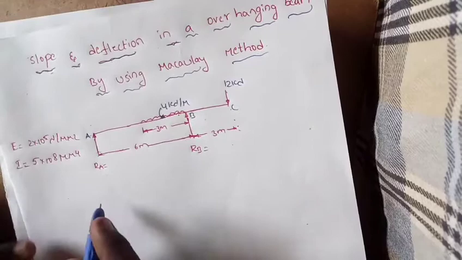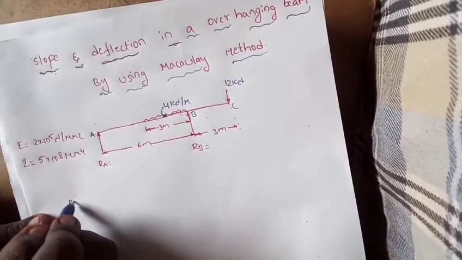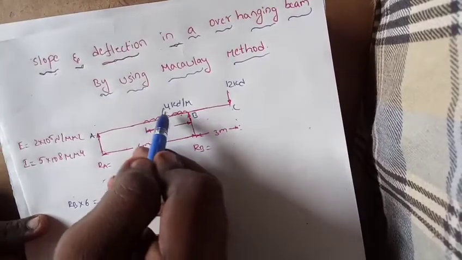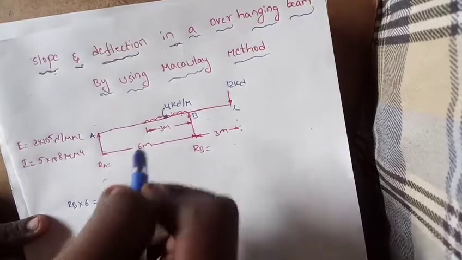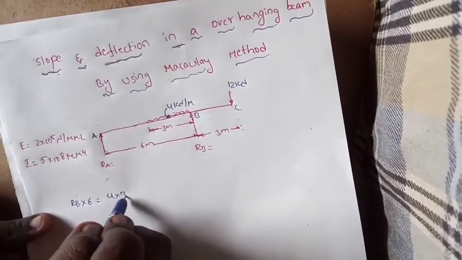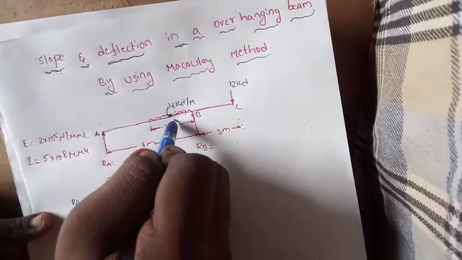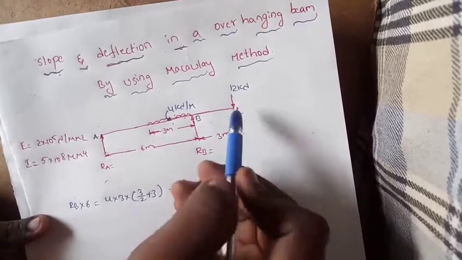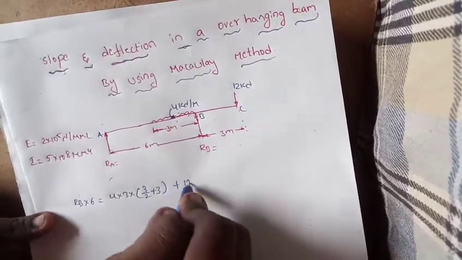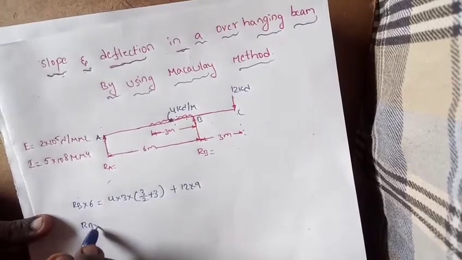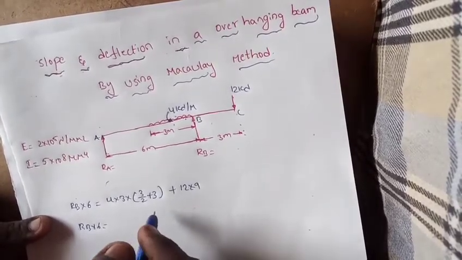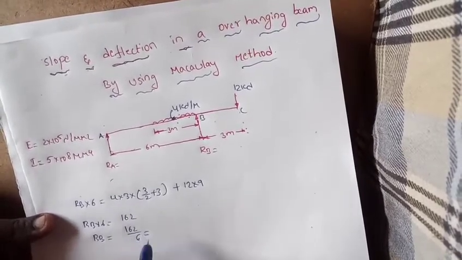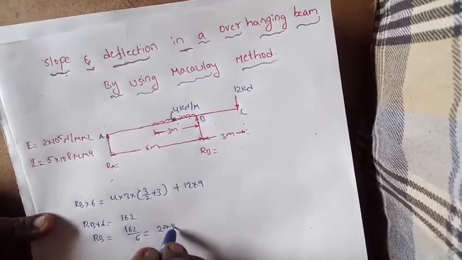So we first calculate RB into the intermediate distance 6 is equal to the UDL intensity 4 into the distance 3 and the central distance from this point to this point, so 3 by 2 plus 3, plus the point load 12 into the distance 9. So RB into 6 is equal to 162. Then RB is equal to 162 by 6, so RB is equal to 27 kilonewtons.